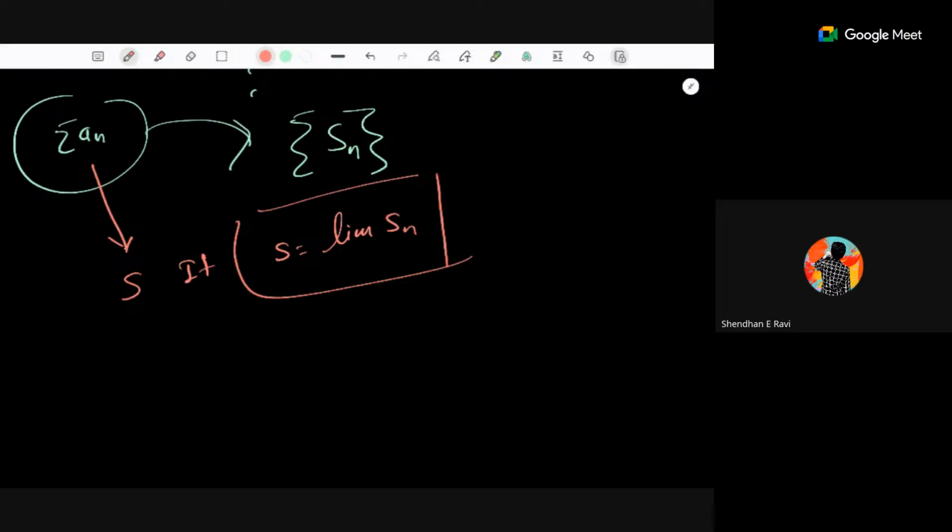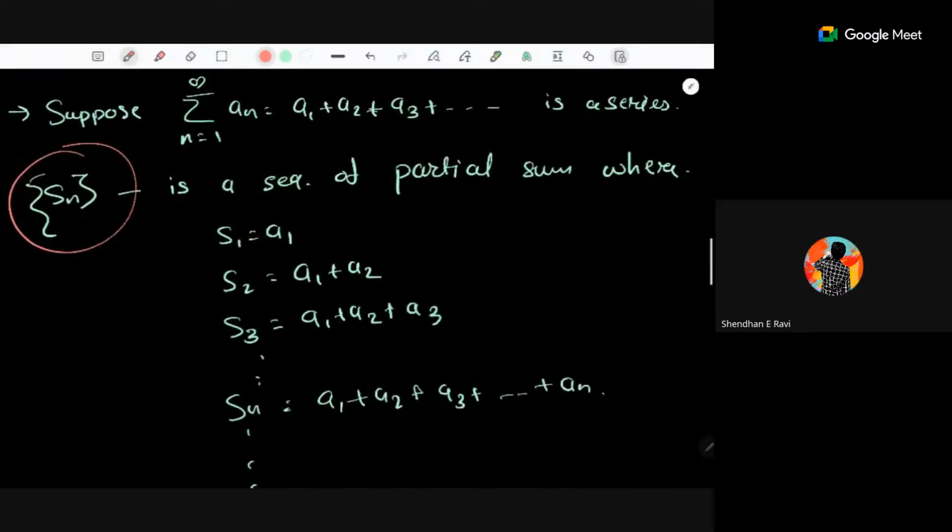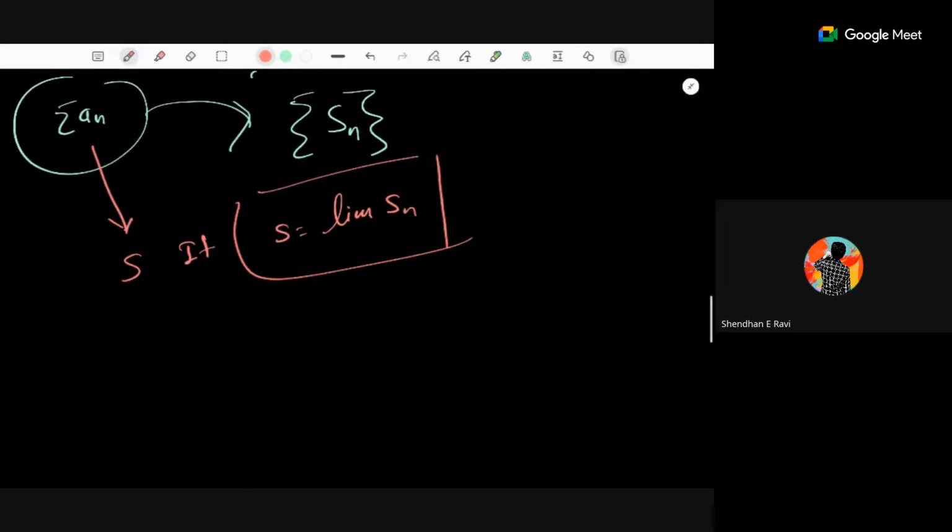Why partial sum? Yes, so this sequence is also known as the sequence of partial sums. It is there in the definition. Ultimately, we define convergence of a series using the convergence of this particular sequence of partial sums. Any series converges to a number if that number is the limit of its sequence of partial sums.